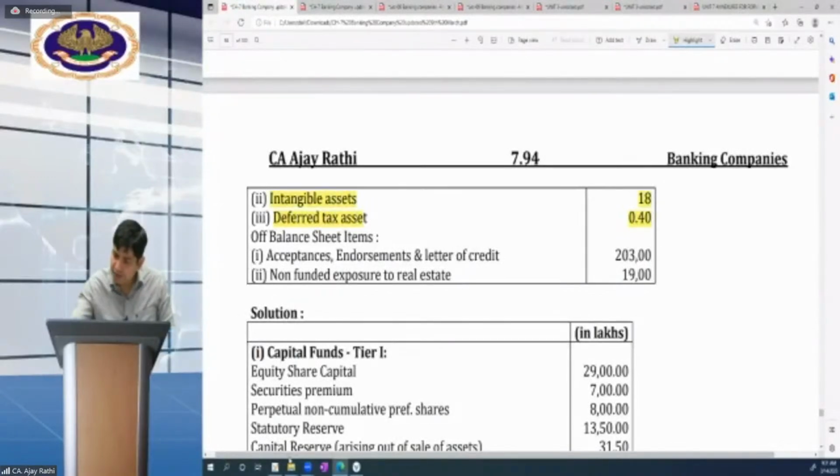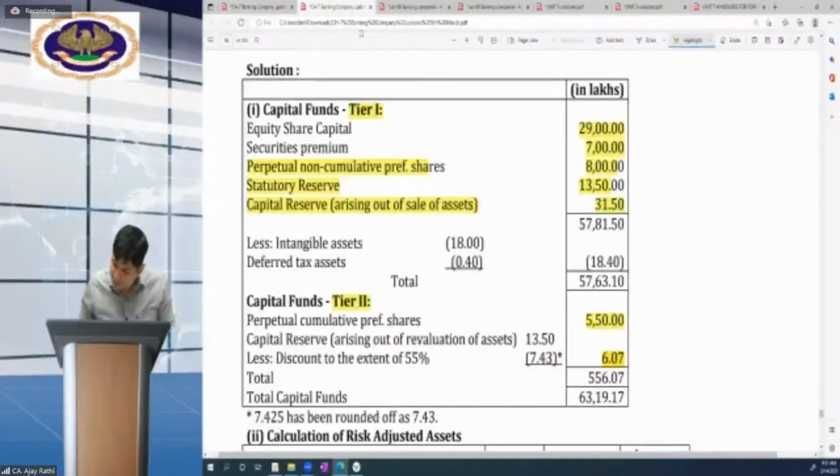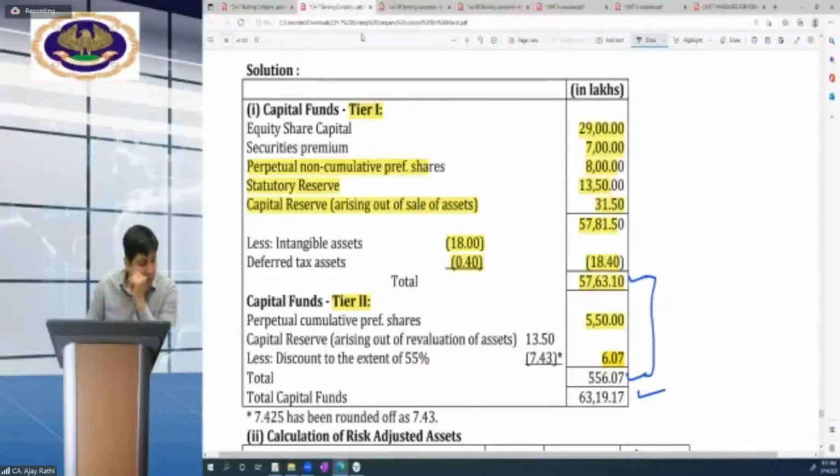There are two items. Okay, beta, which we have found. So we shall reduce the same from here to get the tier 1. So this is the amount of tier 1, and tier 2 is this one. So please do a total of both of them. This one is the total capital fund. Now we have to check whether this fund is sufficient or not. We have to check what percentage this is maintaining in regards to risky assets.